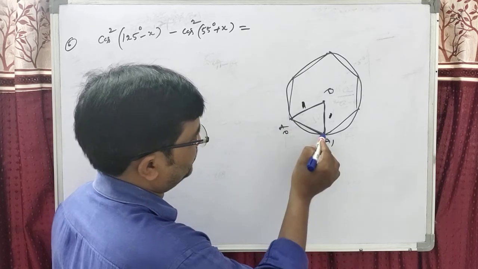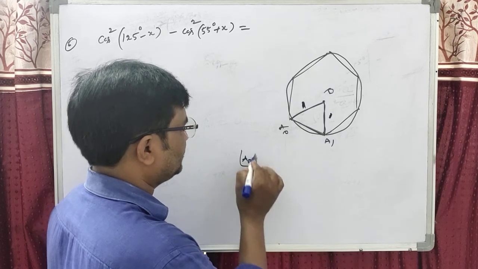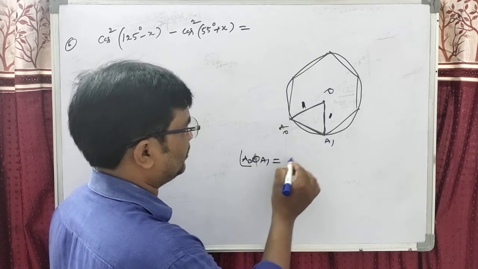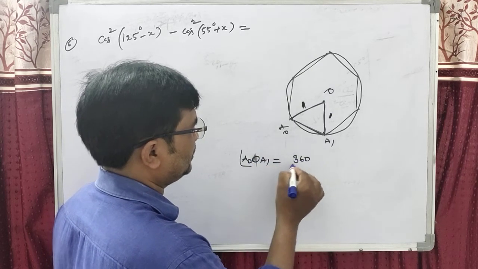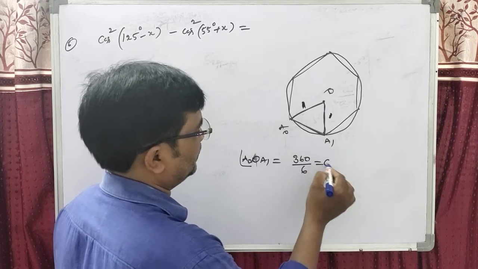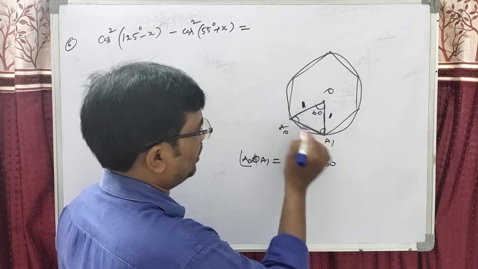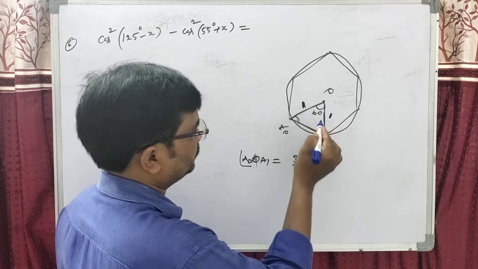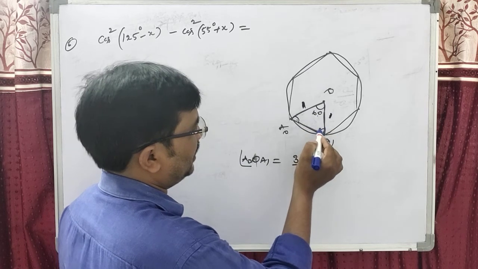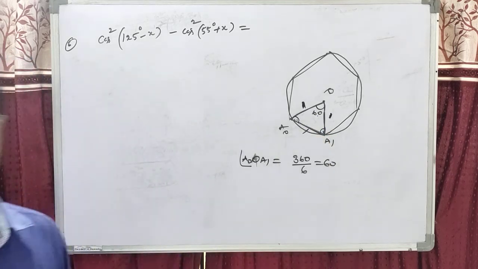The side subtends an angle at the center. Dear students, how do we write that? 360 divided by the number of sides of the hexagon, which is 6, that is 60. You can understand, students, these two are equal angles. This is 60, and undoubtedly these are also 60. This is an equilateral triangle.